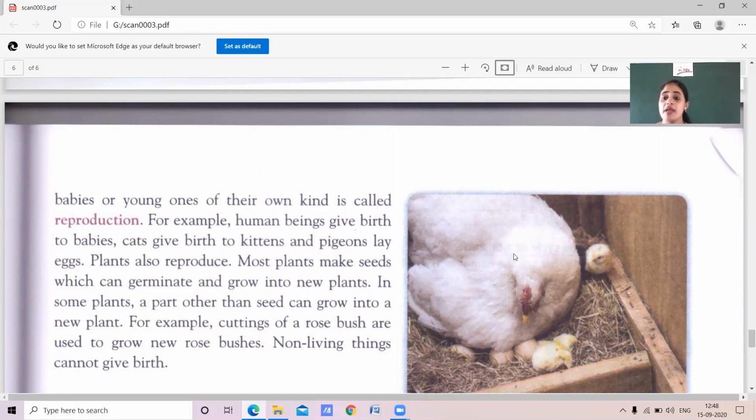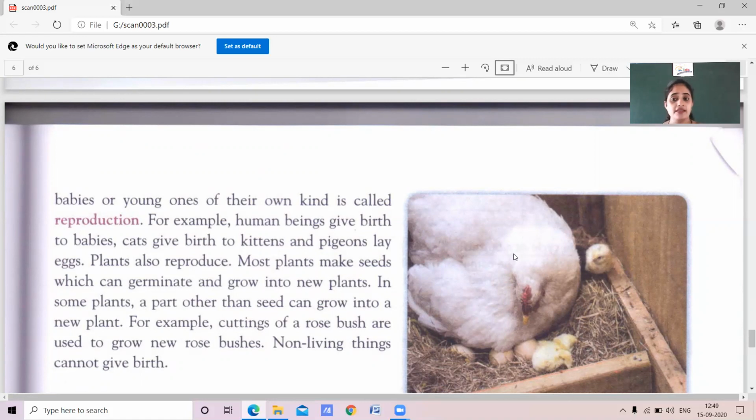If we come to the plants, this was about the animals. How do the plants reproduce? The plants also reproduce. How? As you know, plants have seeds. If you put the seeds in the soil, they are going to germinate or start growing into a sapling or a young tree or plant.